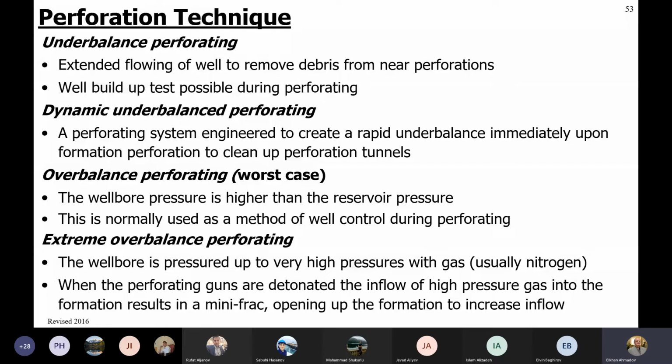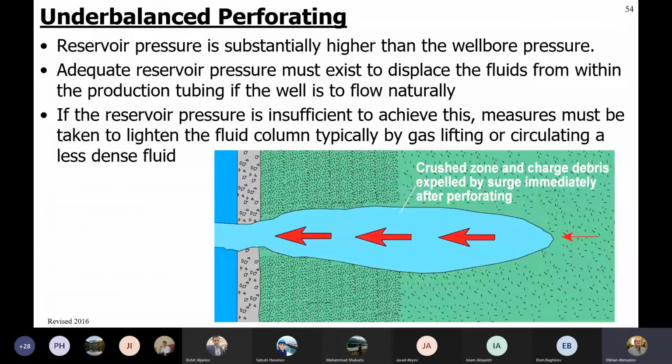Let's talk about underbalanced perforating first. As I said, reservoir pressure is substantially higher than the wellbore pressure in this case. So the pressure in the wellbore before the perforations is lowered well below the reservoir or formation pressure, and adequate reservoir pressure must exist to displace. So we have to have quite high energy in the reservoir.